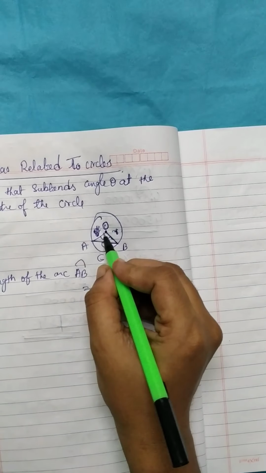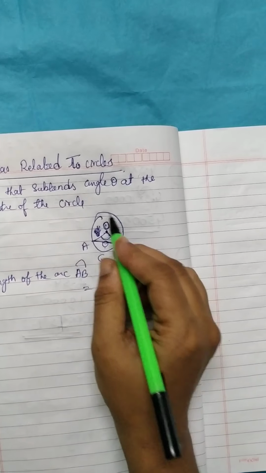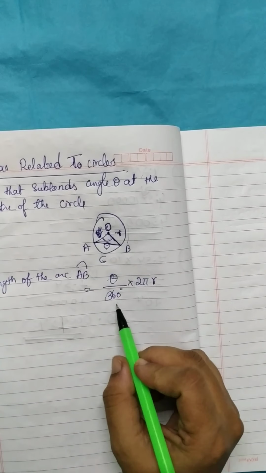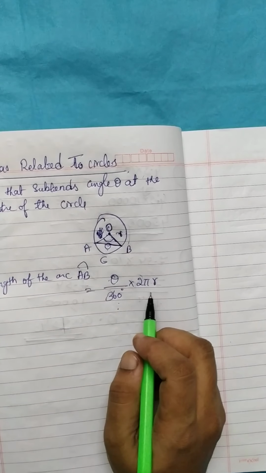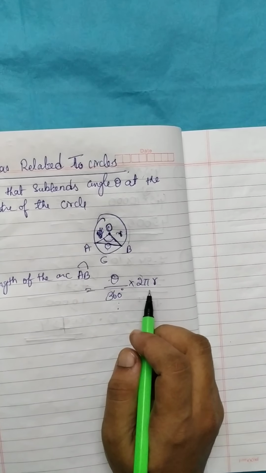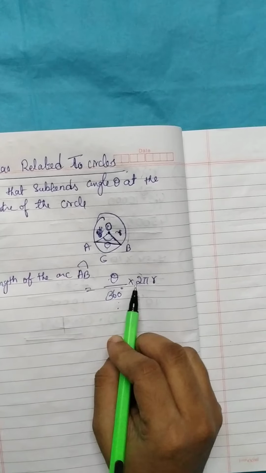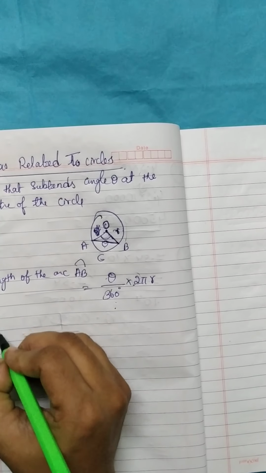See, theta is an angle. What angle do you have here? 360 degree is the total central angle of a circle. 2 pi r is the length of the circle. Length of the circle is nothing but the circumference of the circle. So 2 pi r. Then next one is area.